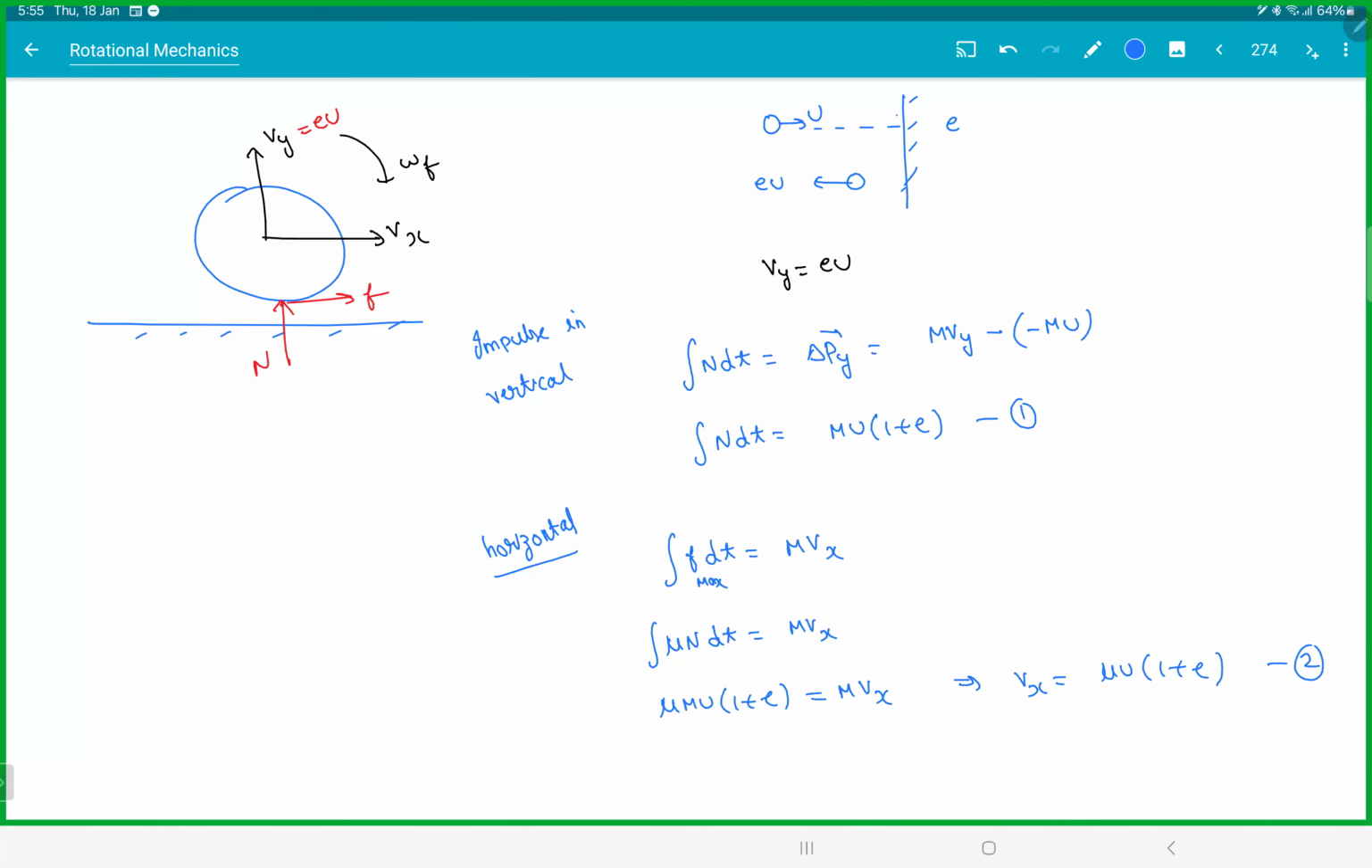This is how you do impulse problems every time. You draw the forces and you take the force into integral. We're not going to integrate anytime, so don't see the integration and get scared. That f dt will become mu N dt and N dt goes off. Any doubts on these steps?